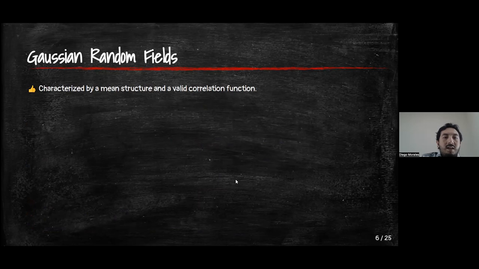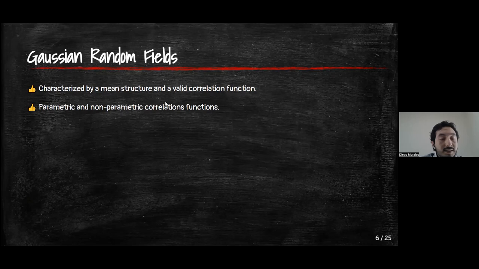So what are the useful characteristics of our Gaussian random field? A Gaussian random field can be characterized by the mean structure and a valid correlation function. So we have to give a mean structure and a valid correlation function, and with these two things, we can characterize a Gaussian random field. There are a lot of parametric and non-parametric correlation functions studied with Gaussian random fields. We are interested in the parametric correlation functions.